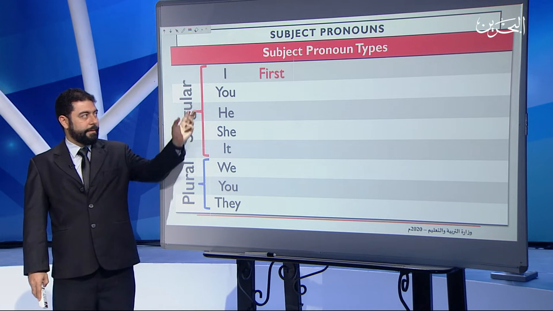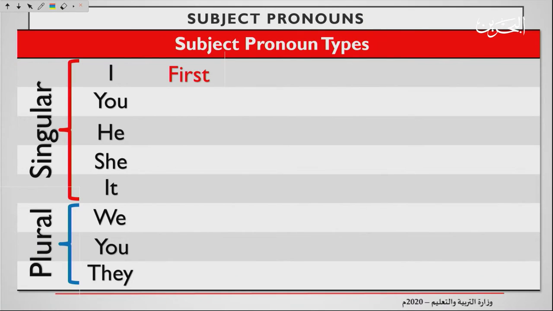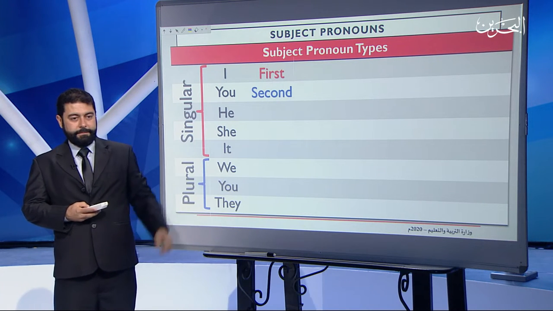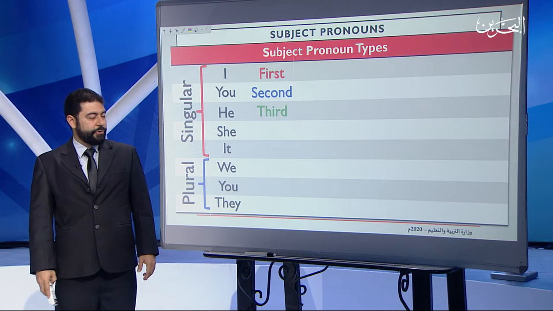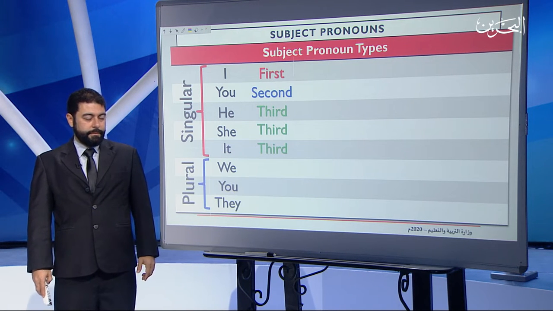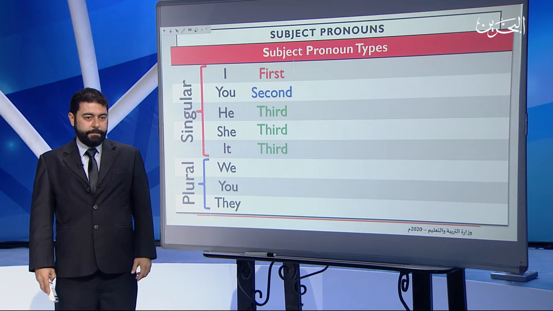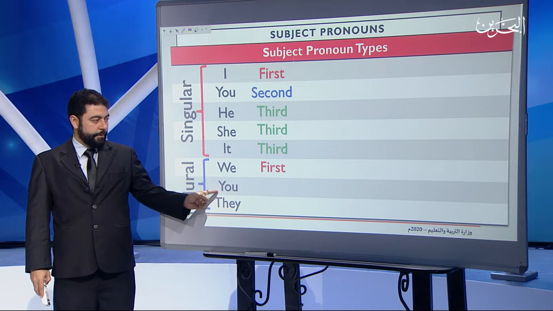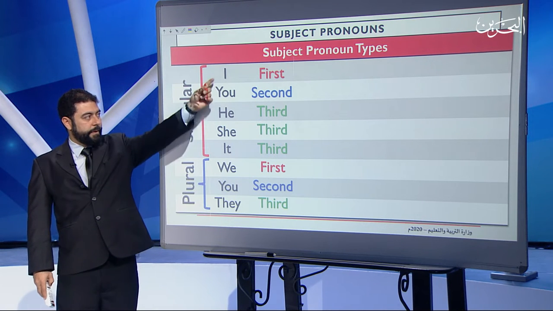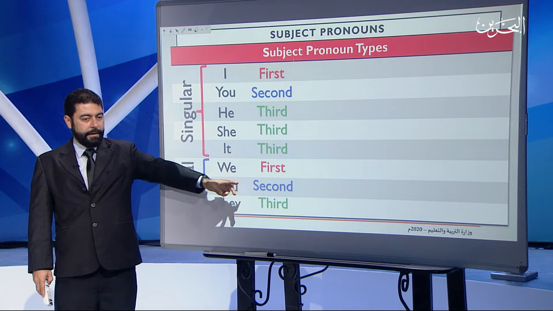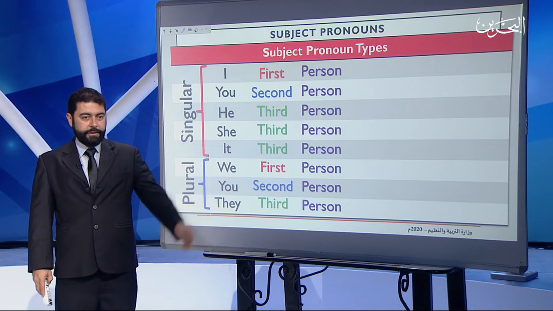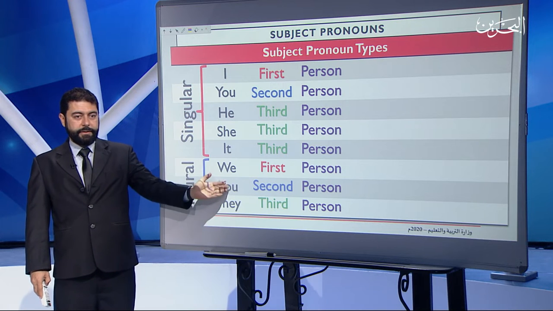So we agreed that this is first. What about you? Can you remember? Yes, second. What about he? Third. What about she? Third. It, also third. Can you remember? What about we? It is a first. You, a second. And they, a third. First, second, third. And then you add person, which is the type. All of these are personal pronouns.